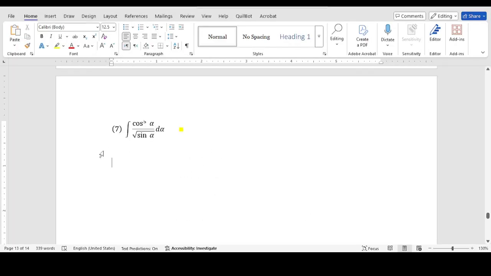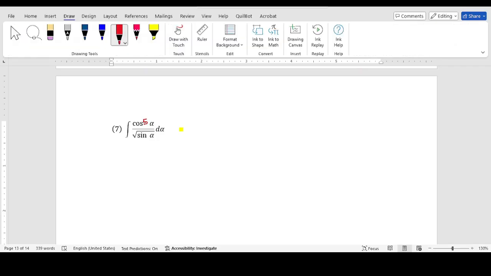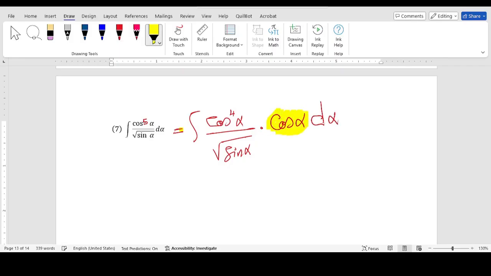Cosine to the power 5 alpha divided by root sine alpha, d alpha. Already here we have an odd power for cosine, which means that we will split 1 from this cosine to get cosine to the power 4 alpha divided by root sine alpha multiplied by cosine alpha d alpha. Okay, so this cosine is the derivative of sine. Here it's already sine, so we need to transform this cosine to the power 4 alpha to be in terms of sine.